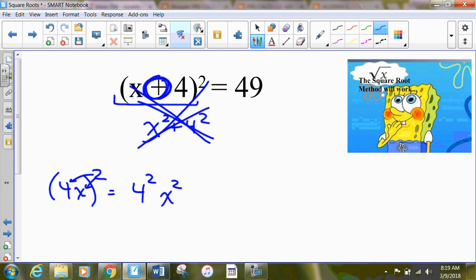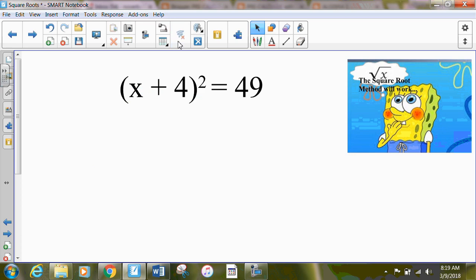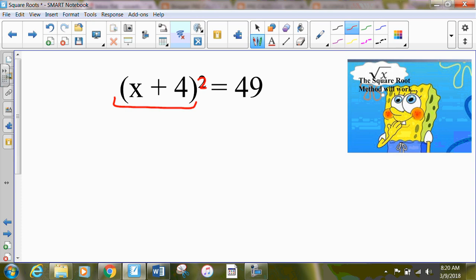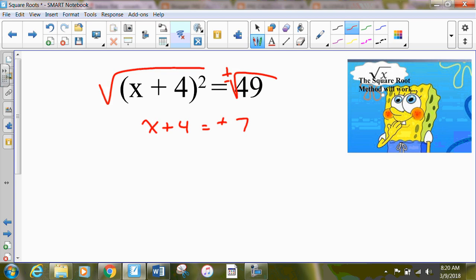Okay, so we cannot do what I just did. In fact, some of my pre-calc kids still want to do what I just did. No, no, no, I'm not doing that. When we have something squared, we've got to get rid of that square. So what's the opposite of square? Square root. If I take the square root of both sides, I'm going to put a plus or minus in front of that. So the square root of the quantity x plus 4 squared is just x plus 4. Square root of 49 is 7, but remember a plus or minus.